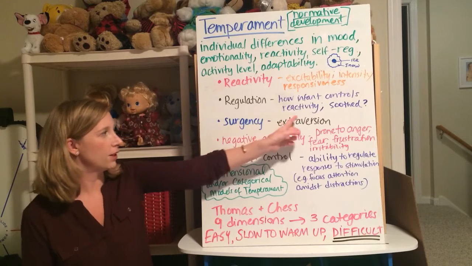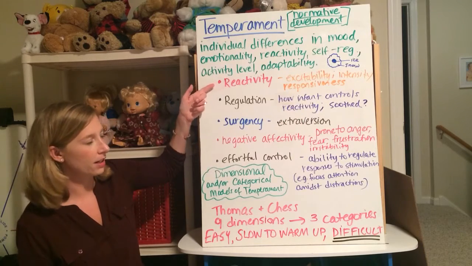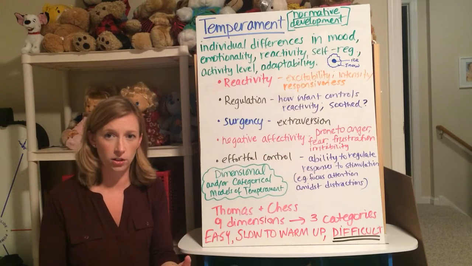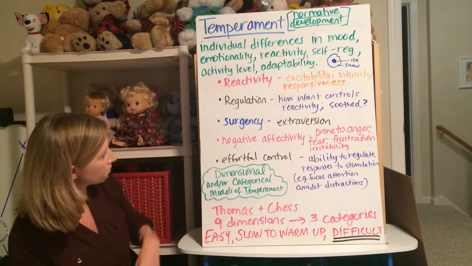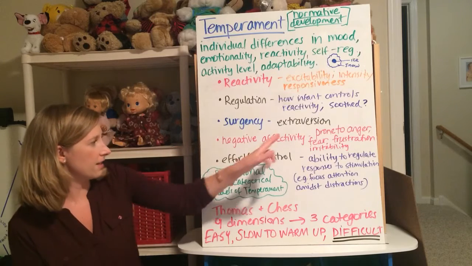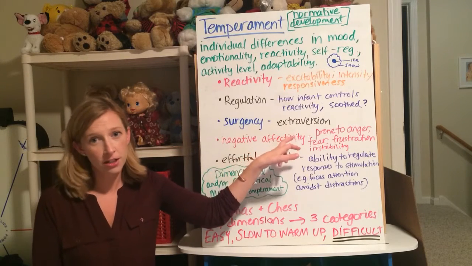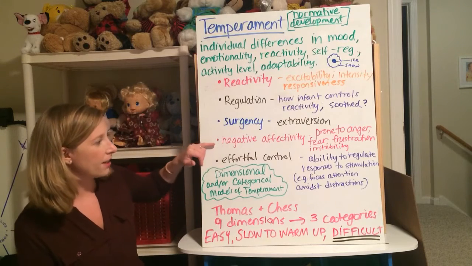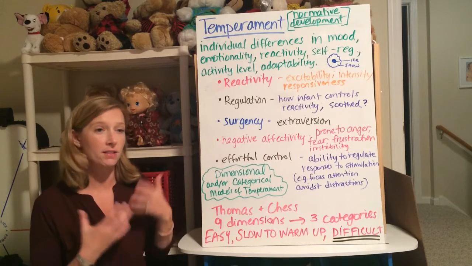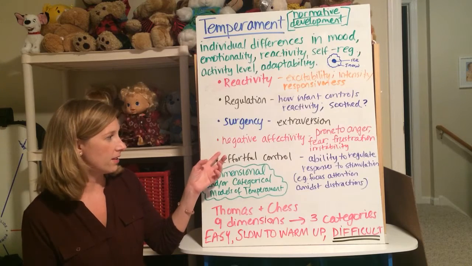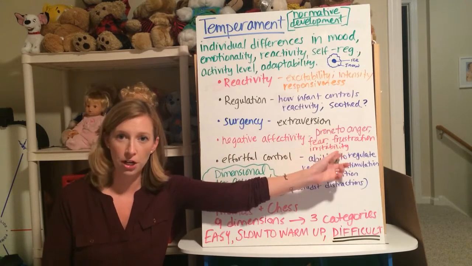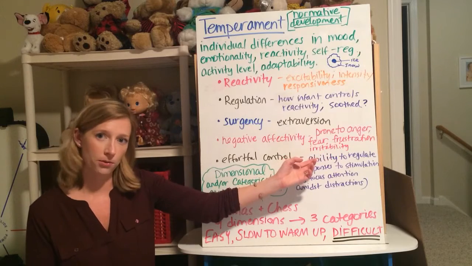Regulation is how the infant controls this reactivity. Are they able to soothe themselves? Do they respond well when adult caregivers attempt to soothe them? Surgency is another way of talking about extroversion, but in the context of an infant's behavior. And negative affectivity or negative affect is basically negative emotion. So this is the dimension related to how prone to anger, fear, frustration is this infant, how irritable is this infant.